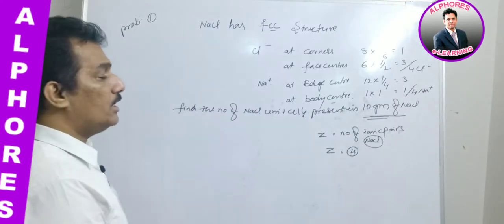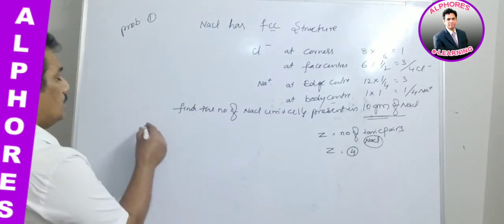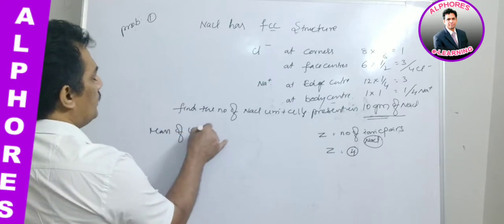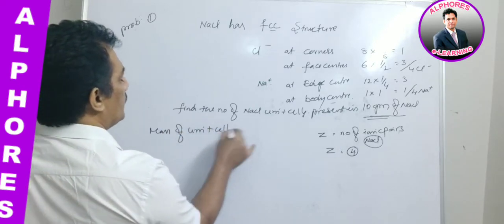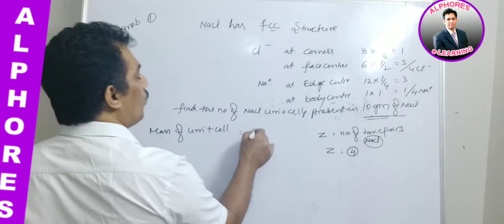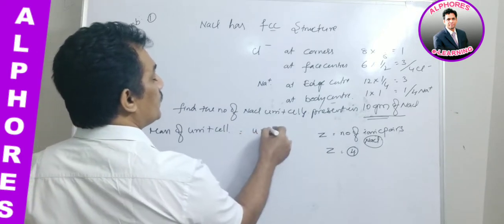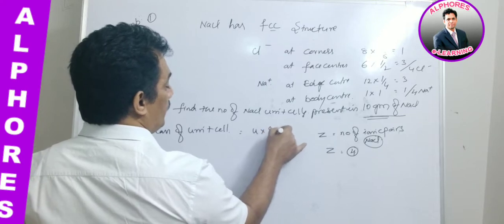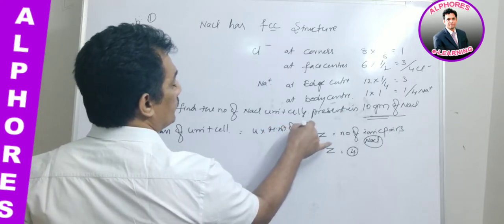So now, when Z is 4, we can get the mass of the unit cell as 4 into the molecular weight of NaCl.